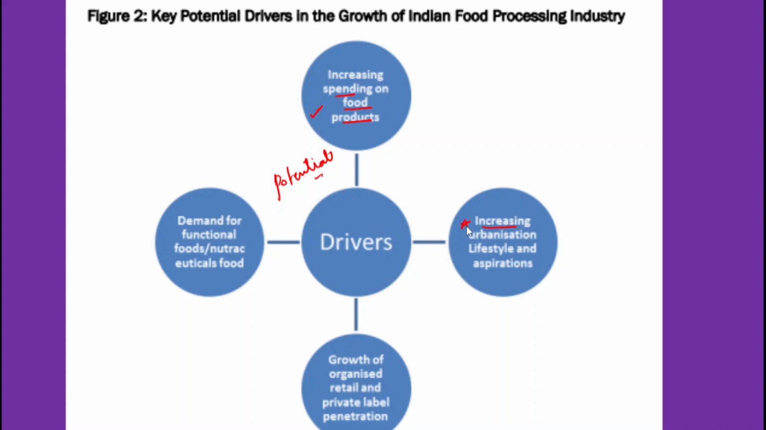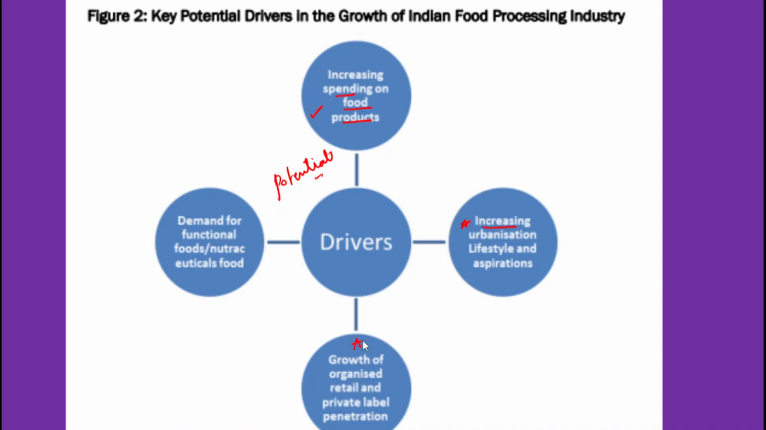Now we have been experiencing urbanization at a rapid pace. The urban population has been increasing. Now with the urbanization, the eating patterns, the lifestyle patterns of the people are also changing. So this is the second major driver of the food processing sector growth.